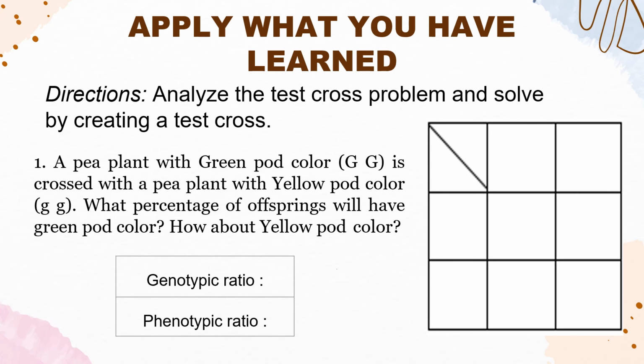Learners, I hope you are able to digest well those information in your mind, because this time we are going to apply what you have learned. Directions: analyze the test cross problem and solve by creating a test cross. The problem is a pea plant with green pod color is crossed with a pea plant with yellow pod color. What percentage of offspring will have green pod color? How about yellow pod color? You are also going to write the genotypic ratio and the phenotypic ratio.